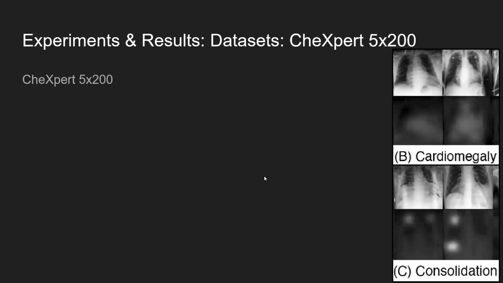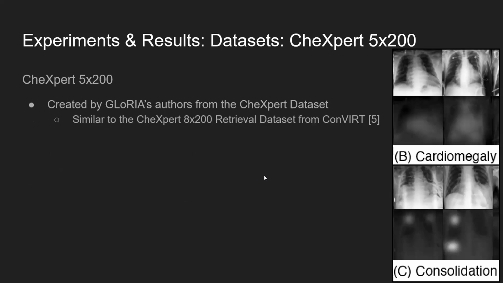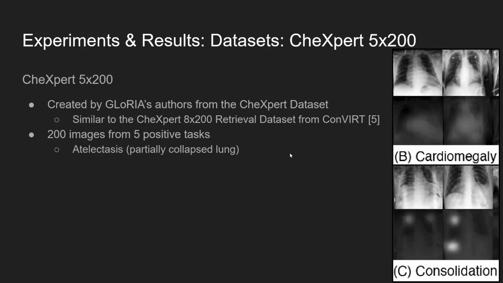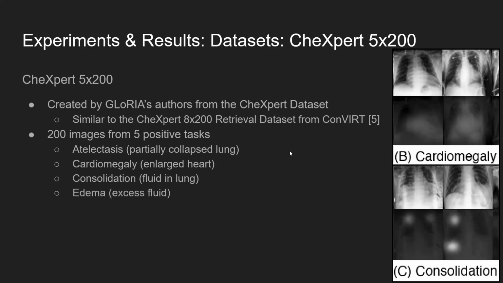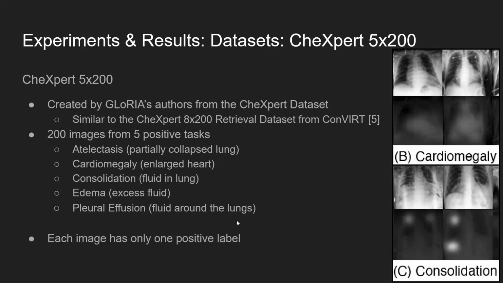Then the authors created CheXpert 5x200. It is very similar to the CheXpert 8x200 retrieval dataset that was created by the authors of ConVIRT. It is 200 images from 5 positive tasks, which include atelectasis, a partially collapsed lung, cardiomegaly, enlarged heart, consolidation, or fluid in the lung, edema, excess fluid, and pleural effusion, fluid around the lungs. Each image has only one positive label, which helps reduce the confusion from zero-shot classification. We can see some of the tasks that they were looking at to the right.